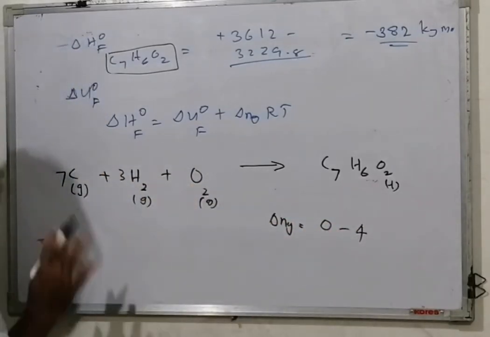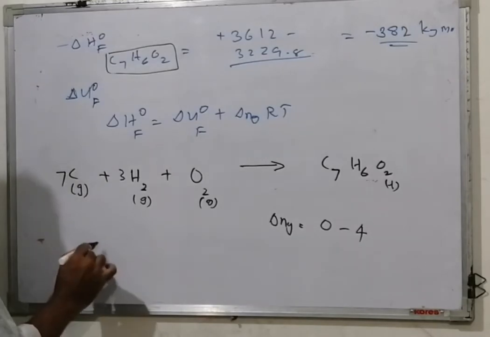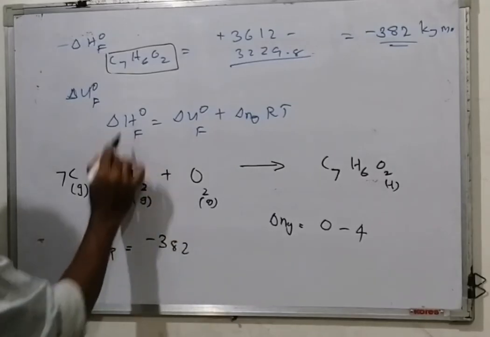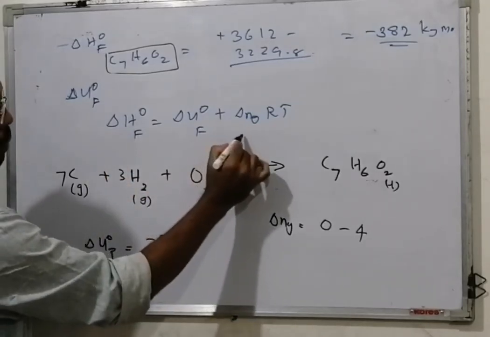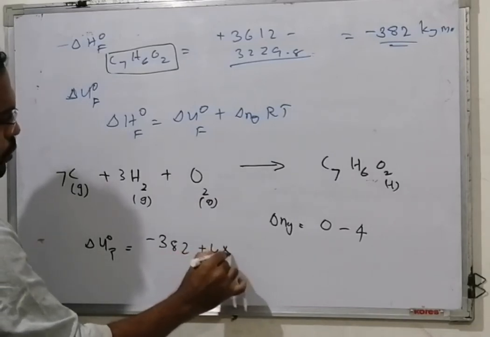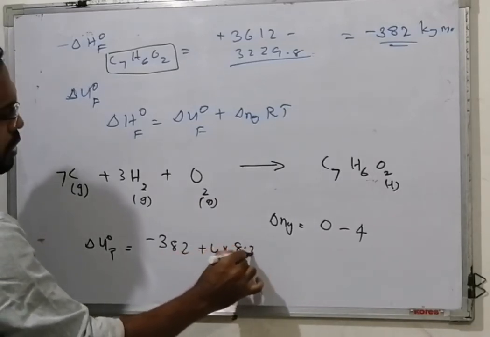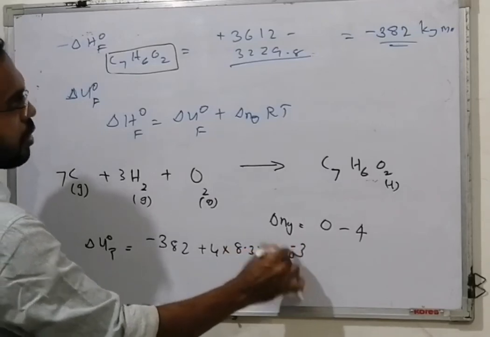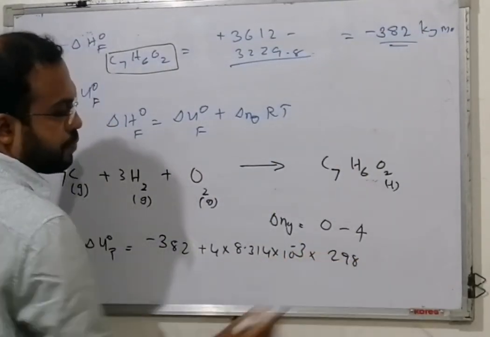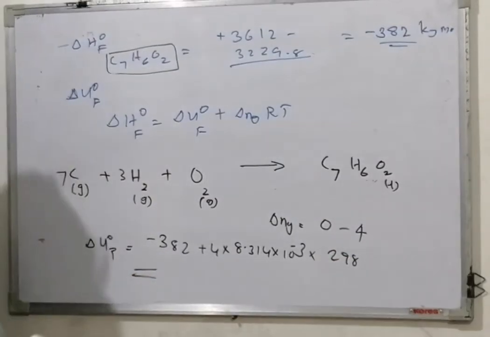This is graphite solid. Therefore, delta U0 formation is equal to your value minus 382 for H0. Here you have a minus 4 RT, that is plus 4 into 8.314 into 10 raised to minus 3 because it's kilojoule. Make it in kilojoule into 298. Okay, this is the answer.